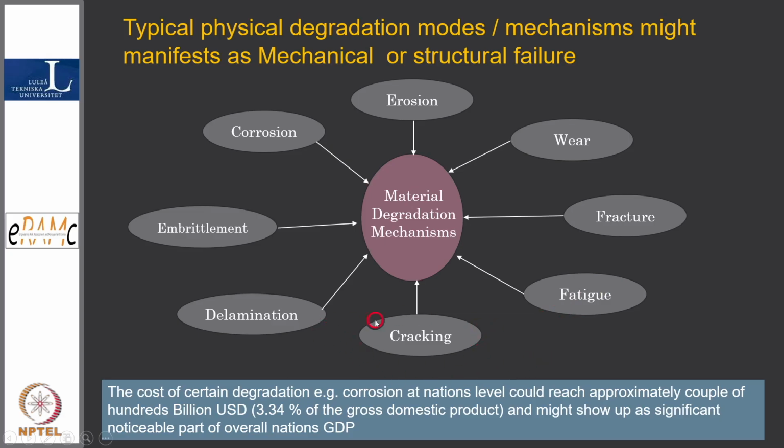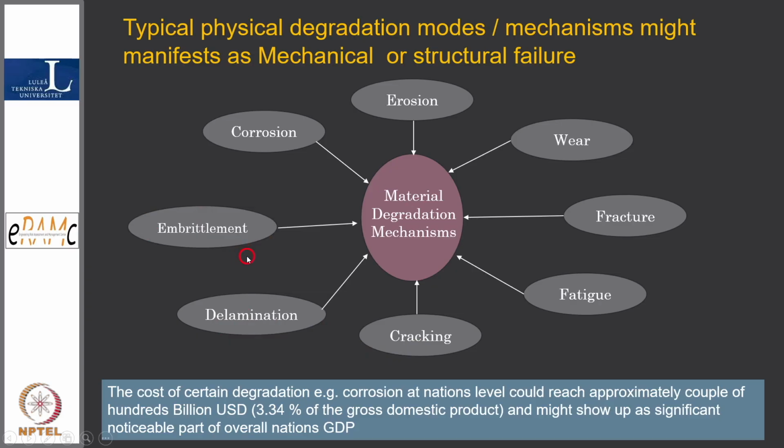Cracking is a phenomenon which is happening. Cracking and delamination go together. At the outer surface, this phenomenon occurs. Delamination happens when one layer is peeling out. It is considered not good, especially in concrete and the like, where it is very important. And then embrittlement.